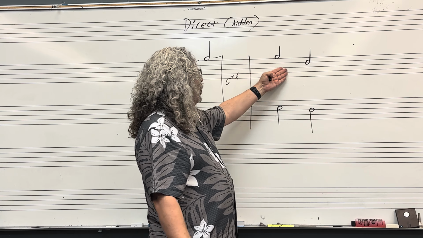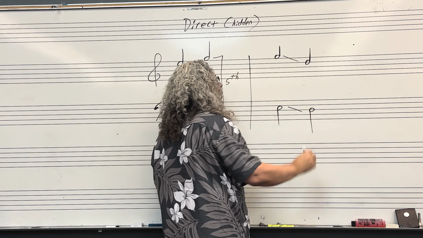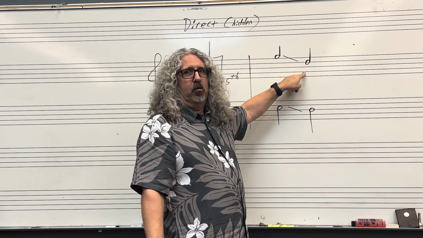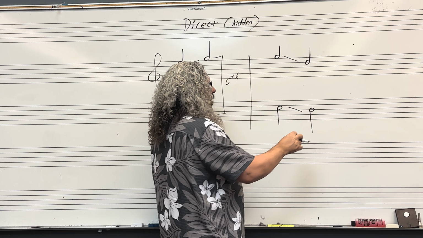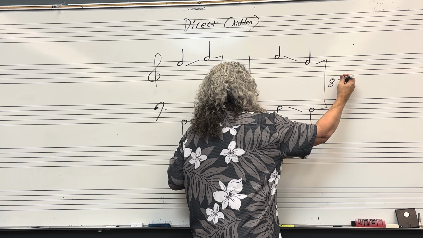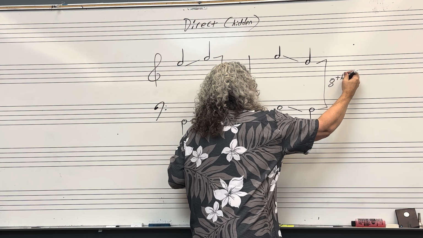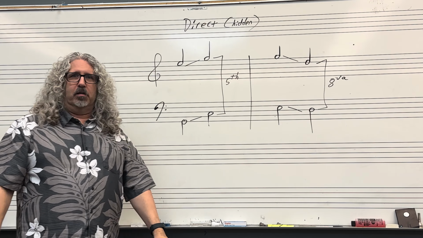Here's another one right here where they're both going down. So they're both going down, so I have similar motion and the soprano leaps. So that can be a direct fifth or an octave, but when I look at it, a D to a D, yep, that's an octave. So this right here, an eighth, how about 8VA? Now we have a direct octave, okay?